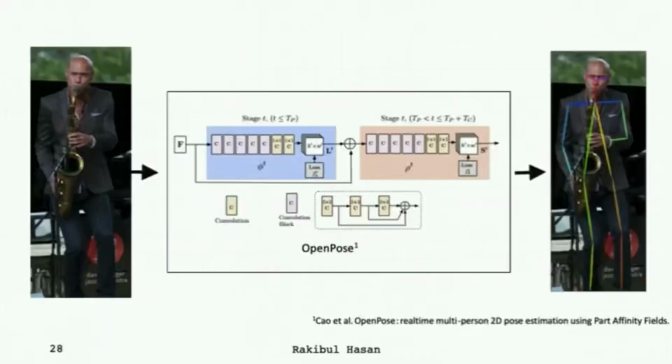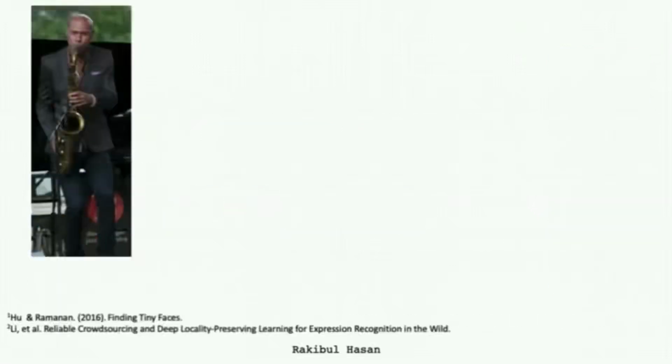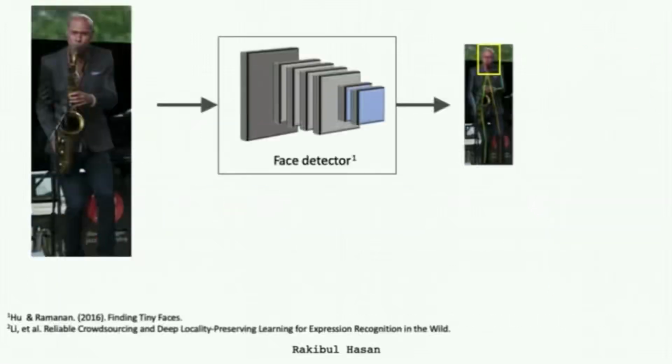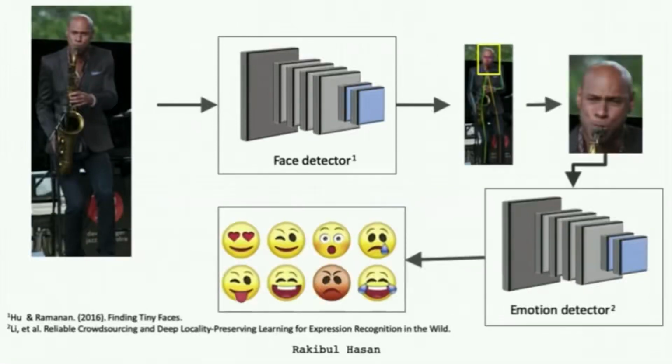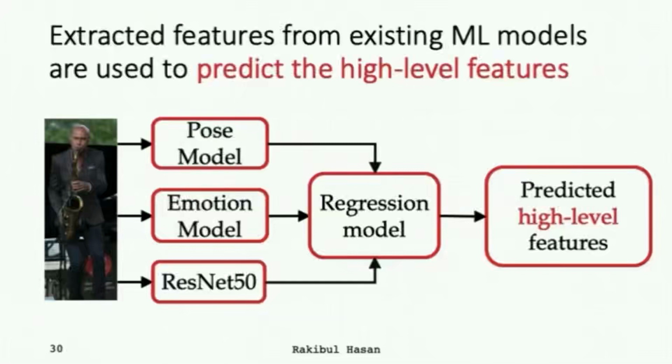One of the existing models we used is OpenPose, from which we extracted body joints and link angles. Jointly, they suggest the orientation of the body. We used another deep learning model to detect faces. The faces are then extracted and fed into a second model, which provides probabilities of 8 emotions based on the facial expression. We also extracted features from ResNet 50 model, which was originally trained to recognize objects, including people. So this is the full process of predicting high-level features from raw image data.